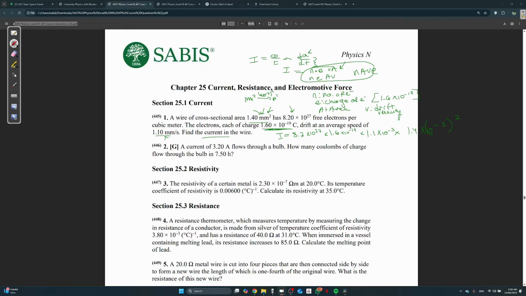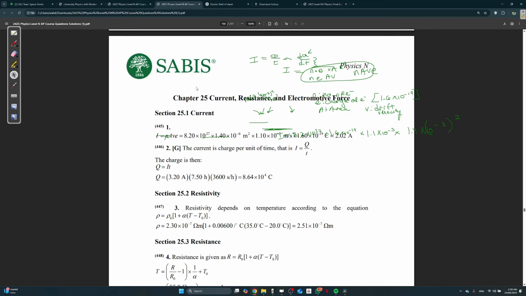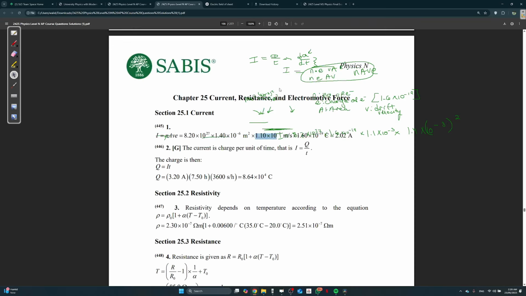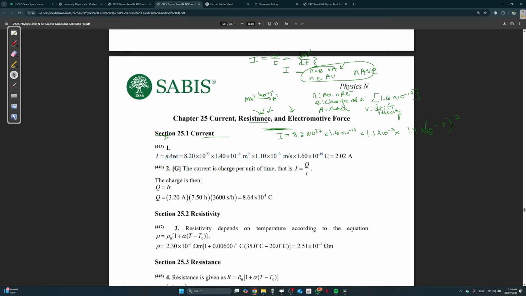Okay, so let's do this. I wrote it already. So the area, 10 to the minus 3 squared, is just minus 6. Why? Not the number minus 3 squared, no, the power minus 3 squared. Since it's a power, you just multiply, it becomes minus 6. That's why they wrote this here. But if you do it on a calculator, it doesn't matter. Okay, and then with 1.1 times 10 to minus 3 and 1.6 times 10 to minus 19, you get 2.02.